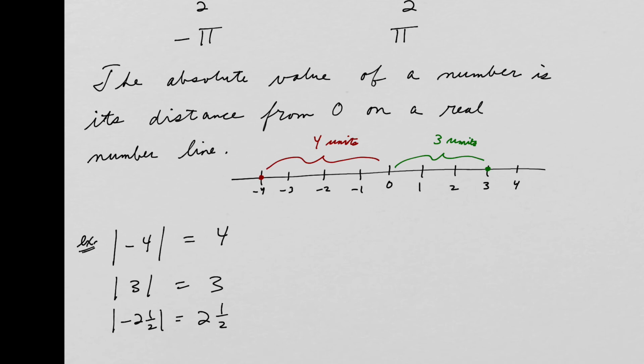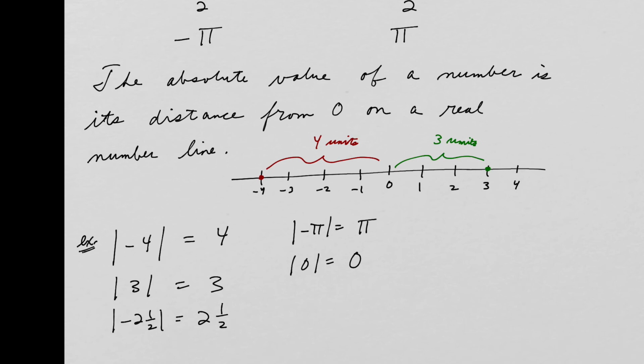Let's do a few more of these. Absolute value of -pi. Well, that's going to be +pi, right? What about absolute value of 0? How far away is that from 0? It's 0 away, right? That's the only one that could be 0. All the other ones are going to be positive.